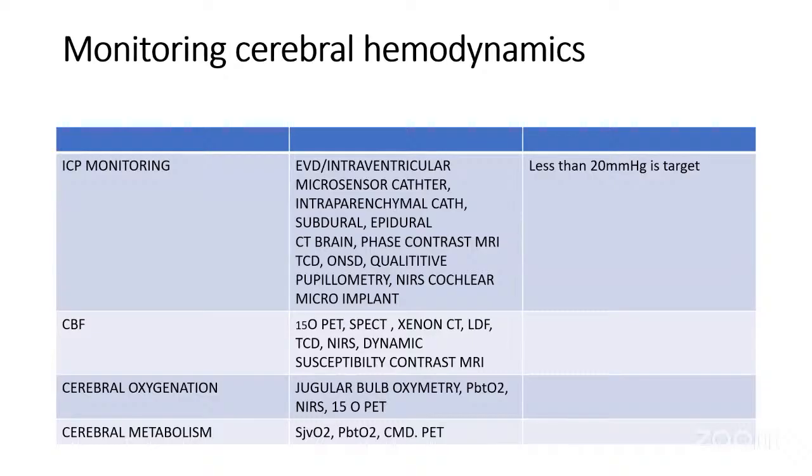There is a separate class actually for monitoring of cerebral hemodynamics. I just charted down the important things. For ICP, there is invasive ICP monitoring and non-invasive ICP monitoring. Among invasive, it is EVD, intraventricular microsensor catheter, like that. Non-invasive includes CT brain, phase contrast MRI, pupillometry, ONSD, NIRS, and cochlear microinfrared. For cerebral blood flow, xenon CT, NIRS, TCD, all these things we can use. For cerebral oxygenation, jugular venous oximetry, PbtO2, NIRS.